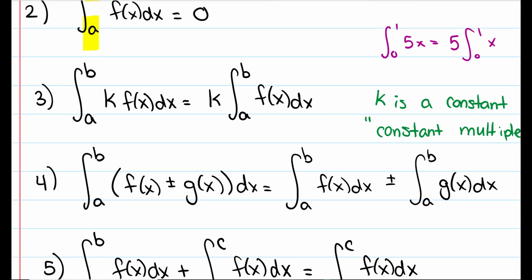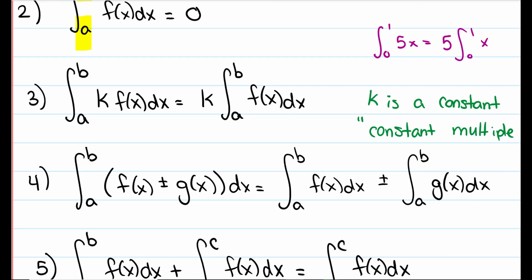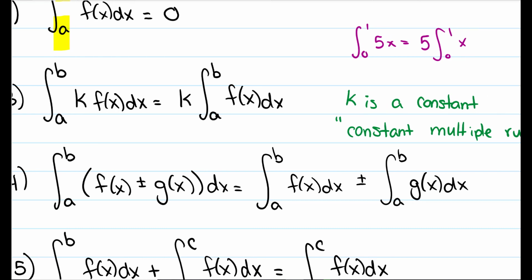The fourth rule: the integral of a sum is equal to the sum of the integrals. So you can break up integrals with an addition or subtraction sign by finding two integrals separately.